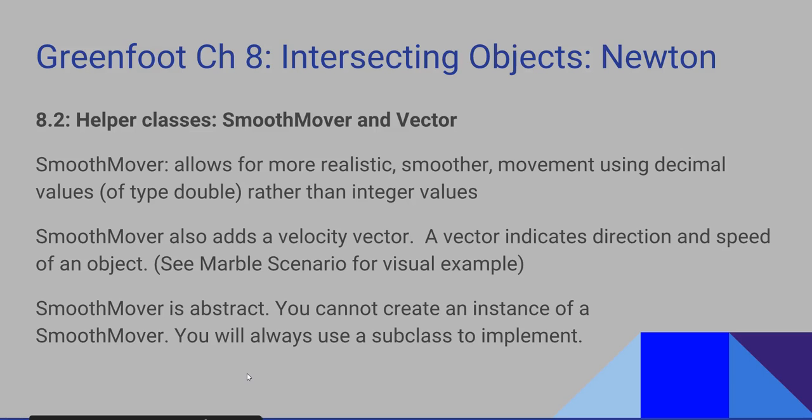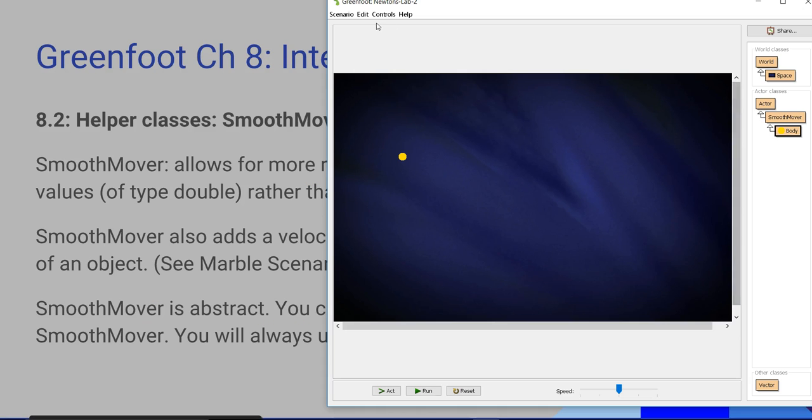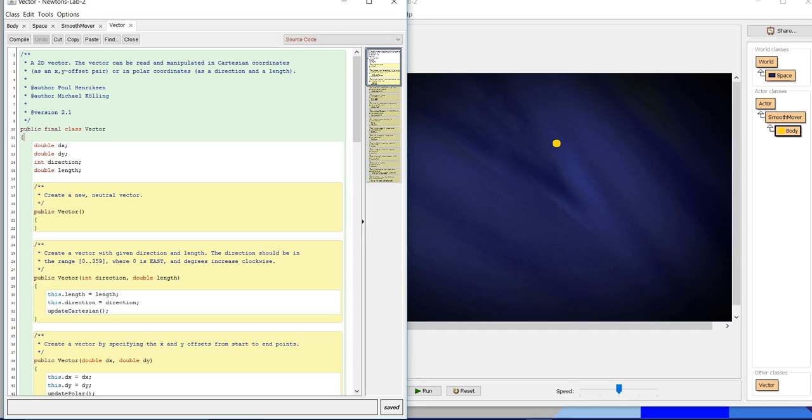This help video is going to talk you through Section 8.2 and introduce you to the Smooth Mover and the Vector Helper classes. We'll come back to this screen as a review when we are done. So let's jump to our scenario. We have Newton's Lab 2, the one I'm using right here, and I have a body that I put onto the screen. We're going to be looking at the code for Smooth Mover, and we're going to look at this other helper class down here called a vector.